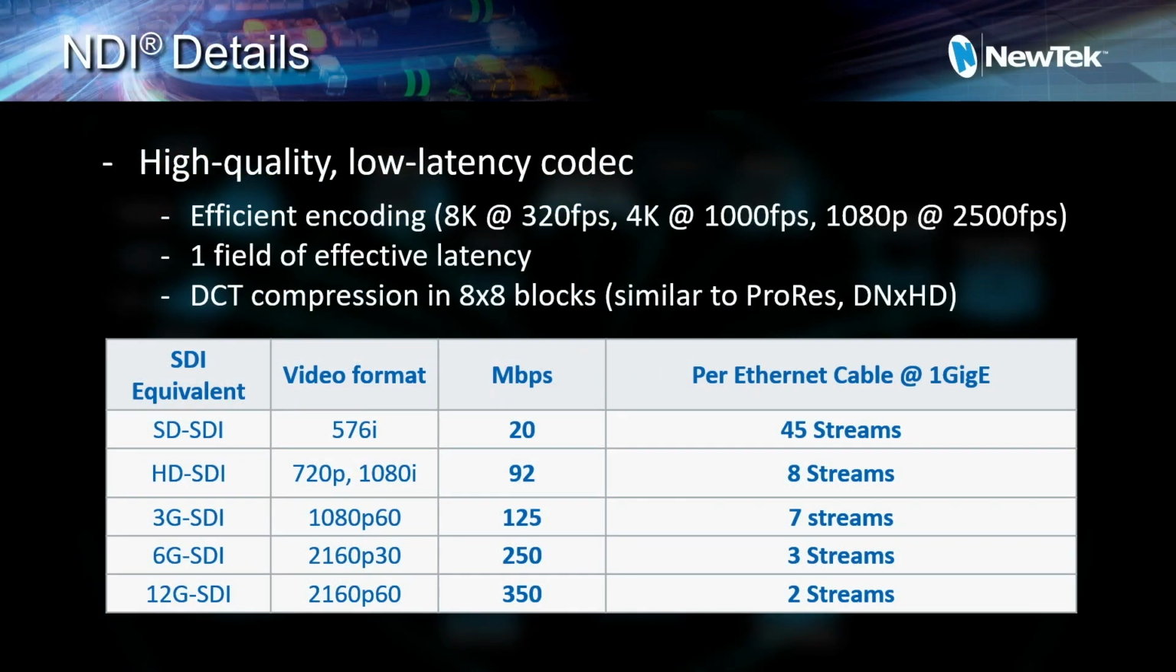Numbers, details. What does an SDI signal look like? What does that look like in NDI in megabits per second? How many signals can you get per cable? So we look at something that's 12G, and we can get 2 streams per 1 gig cable at 4K 60p. That's on a 1 gigabit network. If we upgrade that to a 10 gigabit network, obviously we just add a 0 to all these.